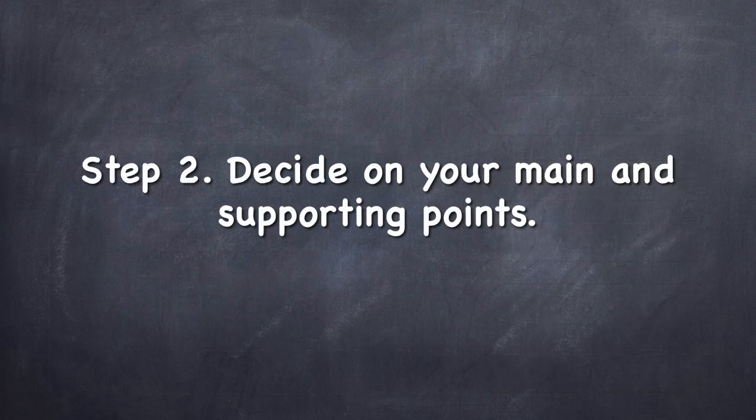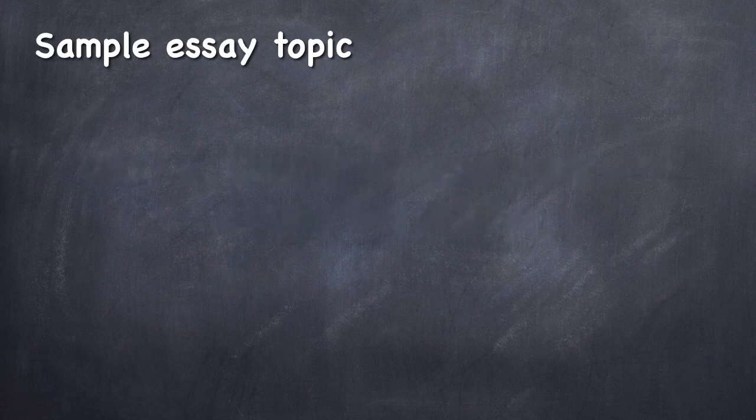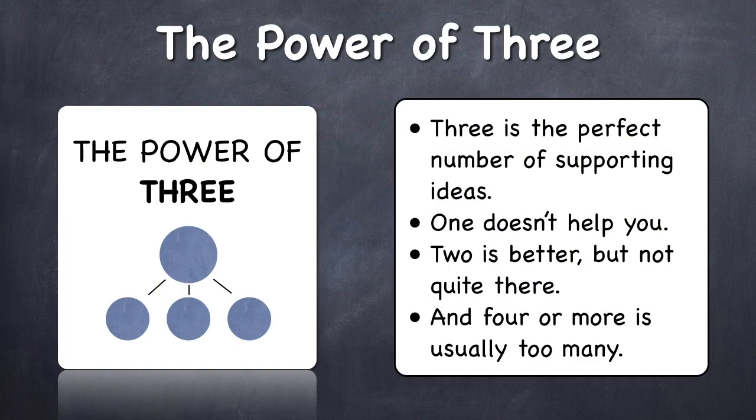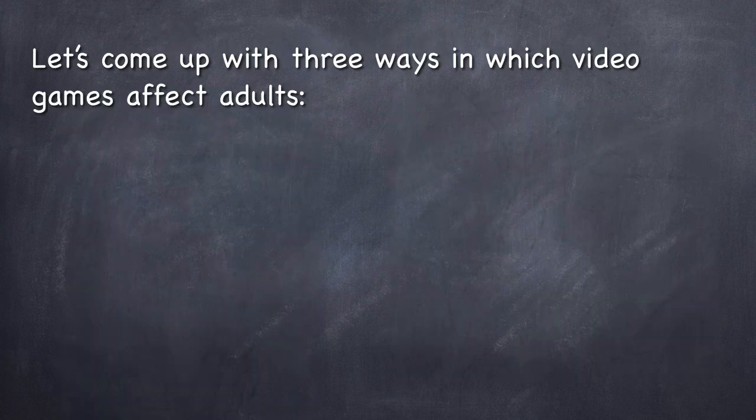Okay, step 2, decide on your main and supporting points. Here's our sample essay topic. How does playing video games affect adults? Okay, and this is the question we're going to be answering in this essay. And we're going to use the power of 3, and I know I keep coming back to the power of 3 in my videos, and you already probably know that 3 is really the perfect number of supporting ideas in an essay. So let's come up with 3 ways in which video games affect adults.